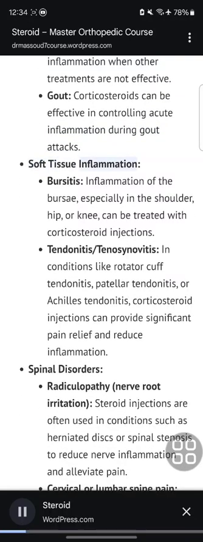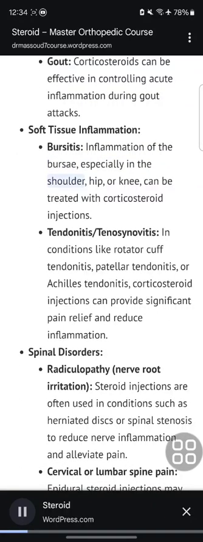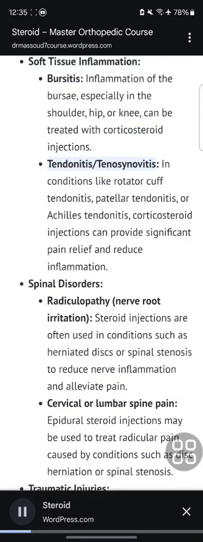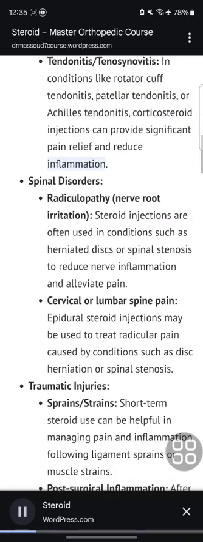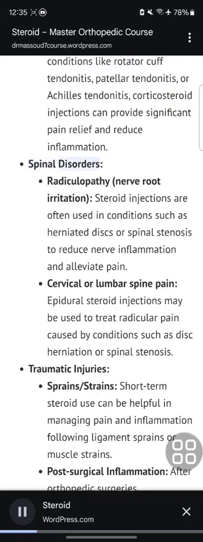Soft tissue inflammation. Bursitis. Inflammation of the bursae, especially in the shoulder, hip, or knee, can be treated with corticosteroid injections. Tendinitis, tenosynovitis. In conditions like rotator cuff tendinitis, patellar tendinitis, or Achilles tendinitis, corticosteroid injections can provide significant pain relief and reduce inflammation. Spinal disorders.